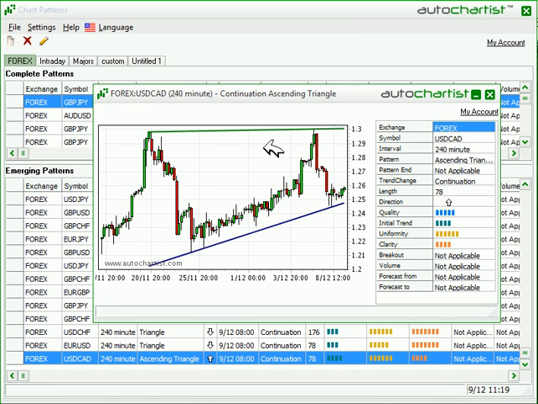The second thing, in terms of what I want to do with this continuation ascending triangle, I understand what AutoChartist has labeled it. Continuation meaning that the overall trend we're assuming is up with the support of this uptrend line. It is an ascending triangle. It's a congestion or consolidation pattern. But this pattern is only valid within the context of the 4-hour chart being in congestion or consolidation.